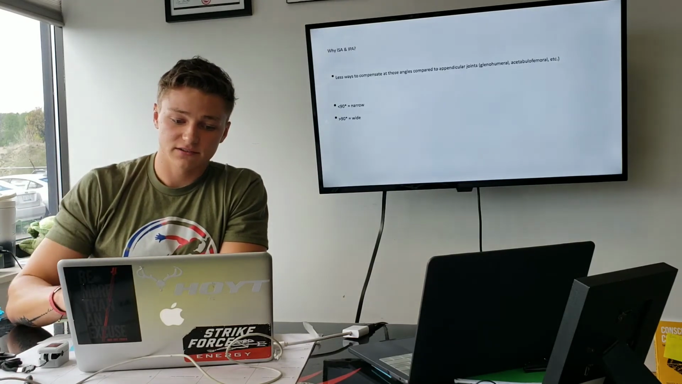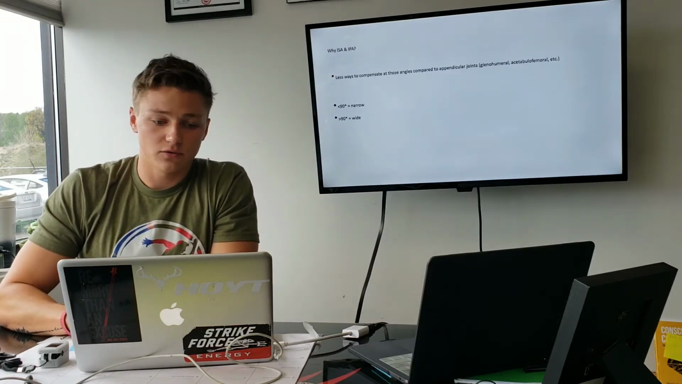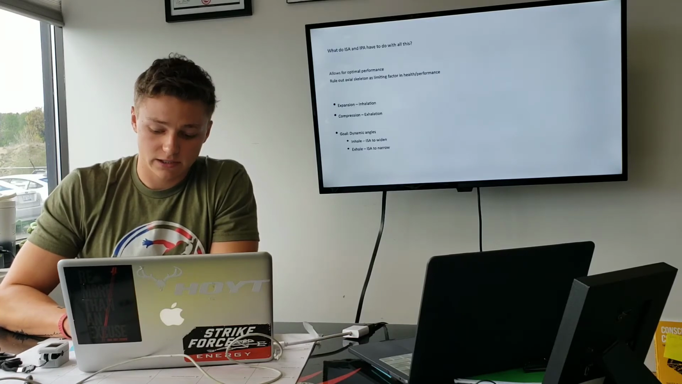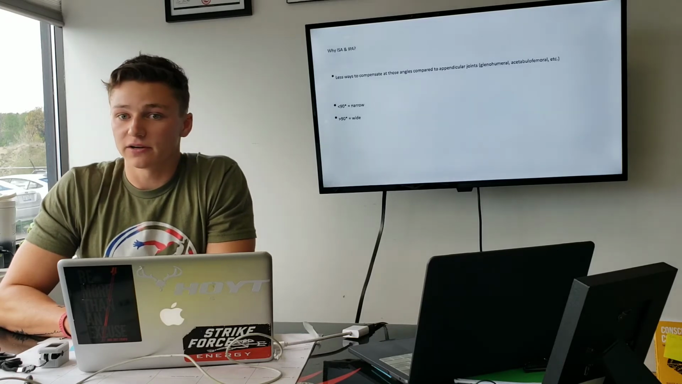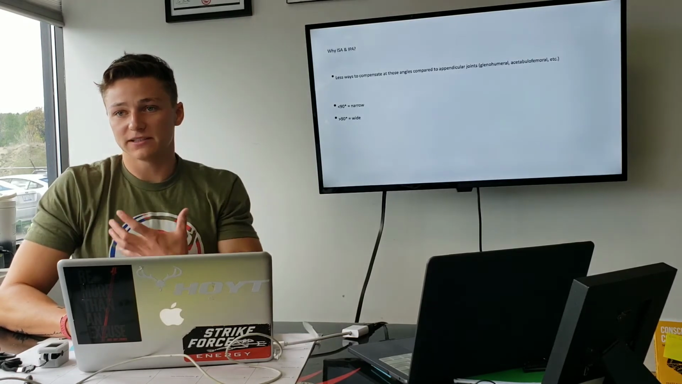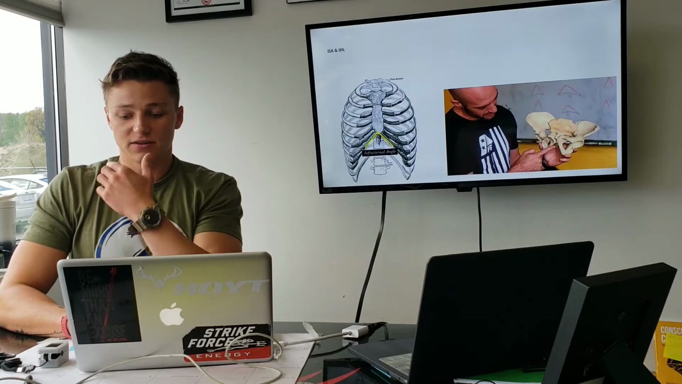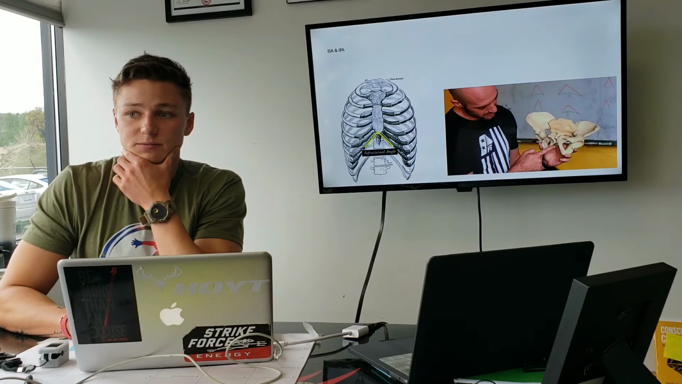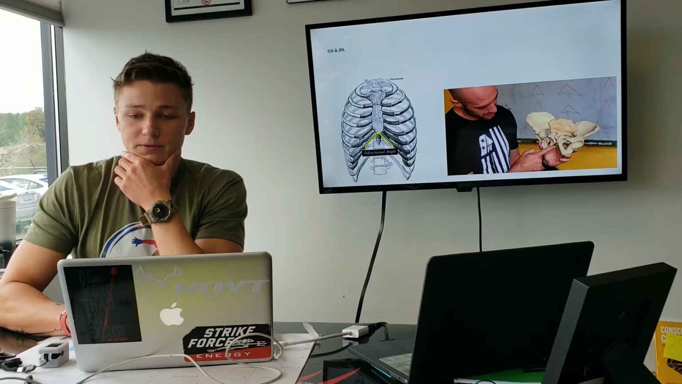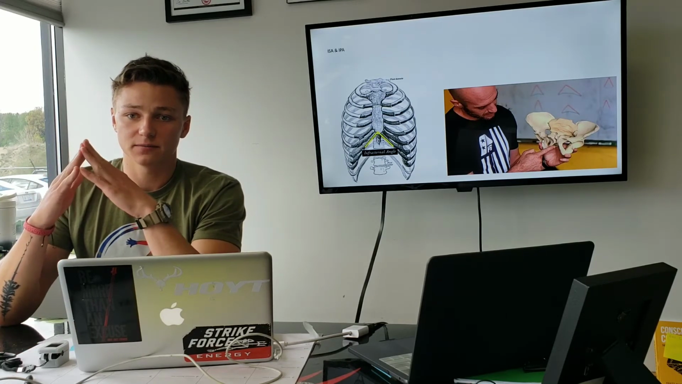90 degrees or less than 90 degrees is an arrow, over 90 is wide. What's IPA? IPA is just mirroring. What is the pubic symphysis, right? Yeah, the infrapubic angle. It's the angle at the pubic symphysis.